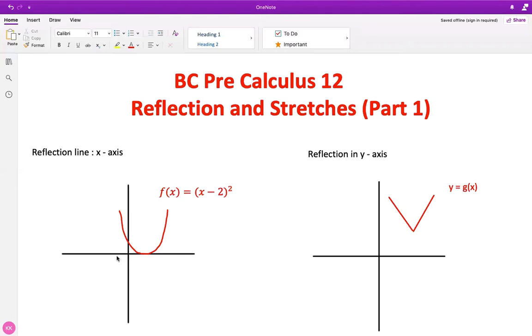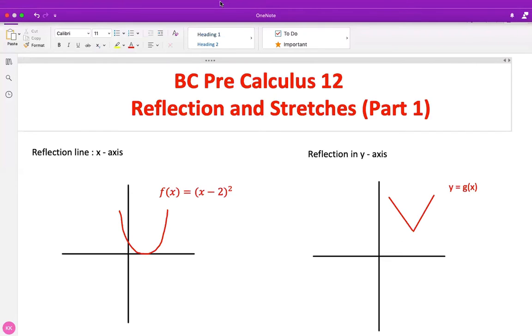In the left picture here I show you the function f of x equals (x minus 2) squared. What you need to do is reflect this function using the x-axis as the reflection line. Also I give you the function y equals g of x, and I want to do the reflection in the y-axis. This is my reflection line, and I want to know what the reflected function is. We'll give you some time to think about these questions, so please pause the video.